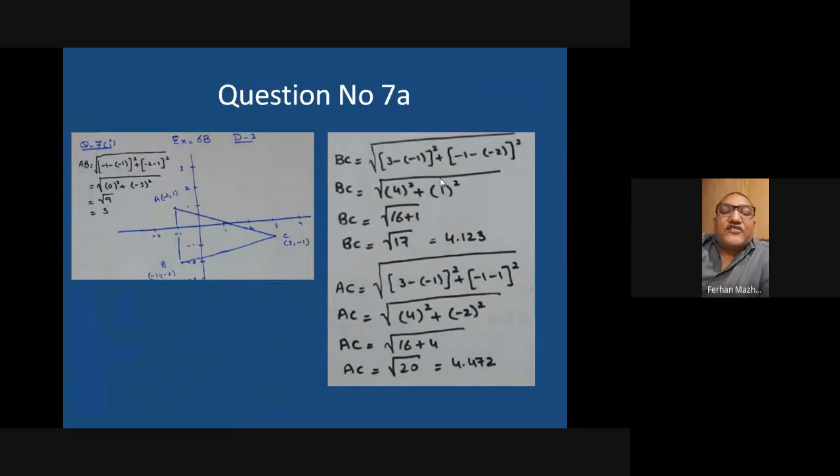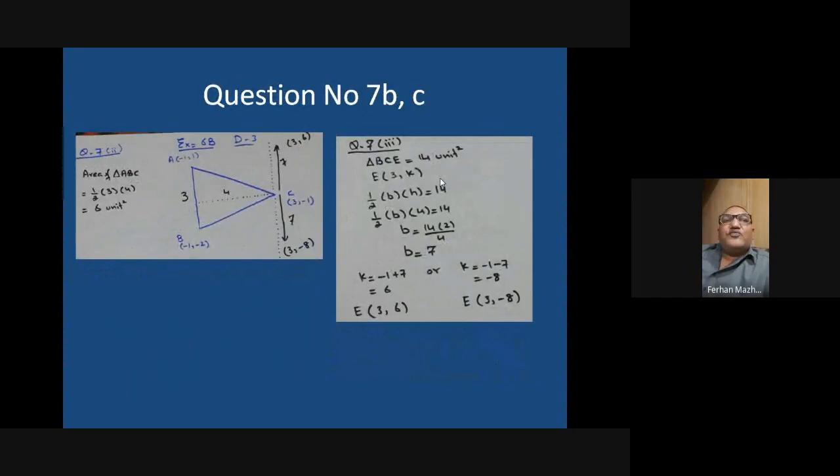So that was the first part of question number 7. He simply asks you to find out the length of the AB, BC, and the AC. So this is how you will do that question. Do you understand this? It's a very simple question. The A part is very simple, you just have to apply the distance formula.